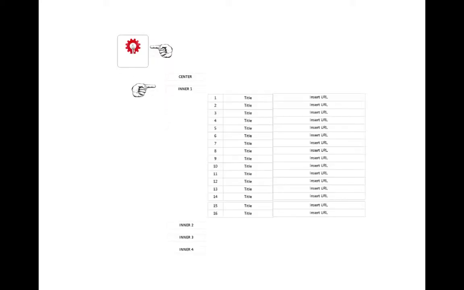Looking at the config, if you click the config, it brings up centre, inner 1, inner 2, inner 3 and inner 4. If you click the centre, there is only one title and one URL link for the centre. If you click inner 1, inner 2, inner 3 or inner 4, it drops down the 16 where I can insert a title and insert a URL.